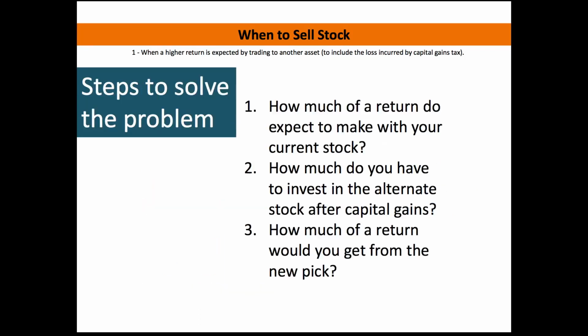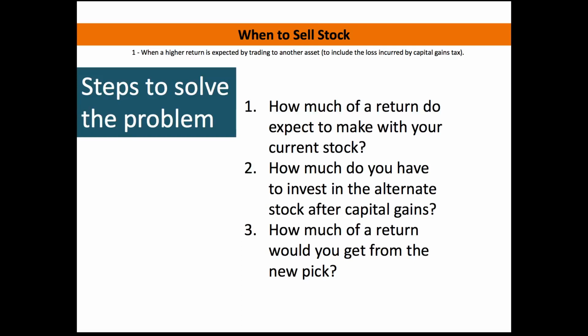Okay, so how we're going to solve this problem is a 3-step process. First, step 1, how much of a return do we expect to make with our current stock? If we continue to hold XXX for the next 10 years, what is that money going to turn into? That's our first question. The second question is, how much do I have to invest in the alternate stock after I pay the capital gains tax? Because once we know that, we know how many shares we can buy.